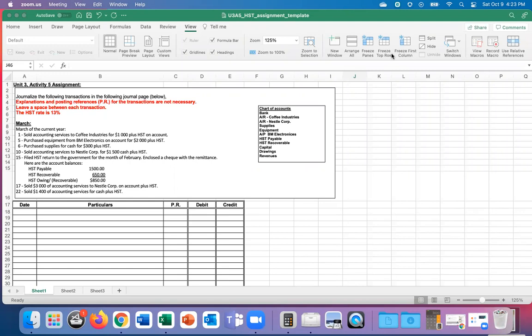assignments, we've learned how to do journal entries. This one is very similar to that, except we're going to be adding HST, which is the harmonized sales tax, which combines both the provincial sales tax and the federal sales tax. That combination, I believe, is 8 and 5%, which makes up 13% HST.